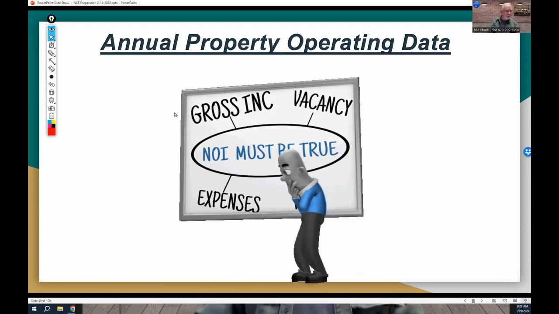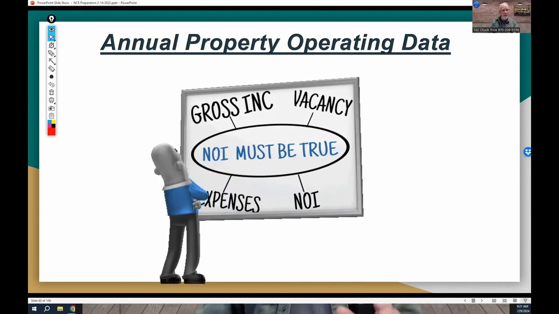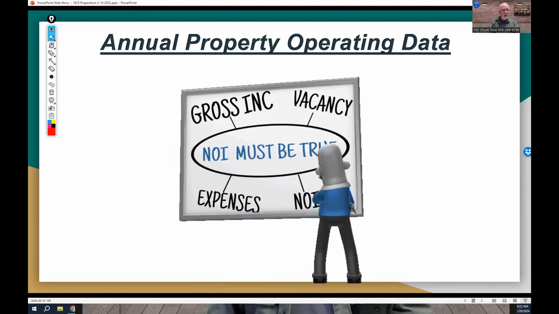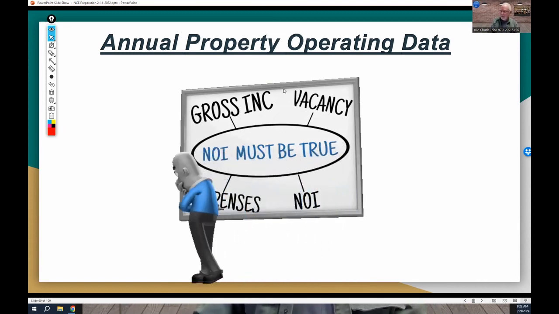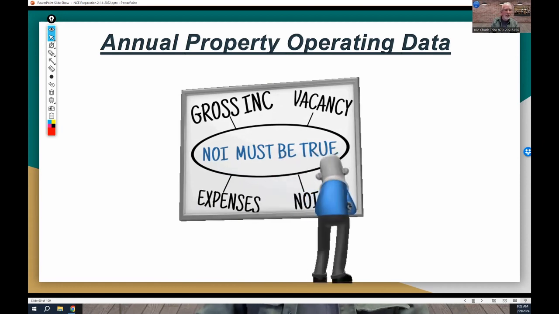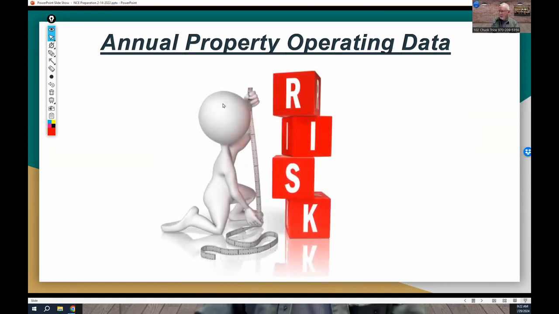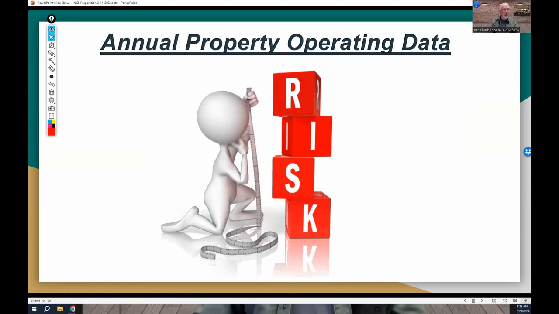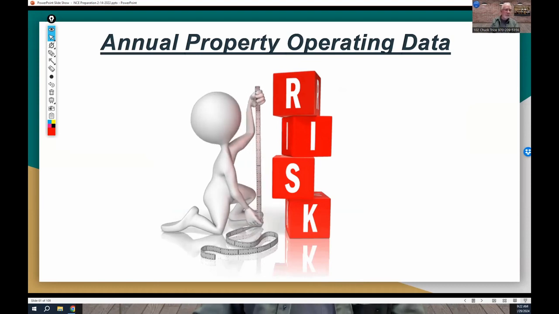NOI has to be true. I guarantee you, if you go to get a lender and your NOI is not true, you will not get a loan, and your debt coverage ratio will be bad. You can't get the money. So it all starts with that NOI. NOI must be true, but what else must be true? I'll let you guess on that for a little bit. I'm sure you probably know, but for investments, here's what we're doing: we're measuring the risk, and you can't do it if you have projected income and expenses.